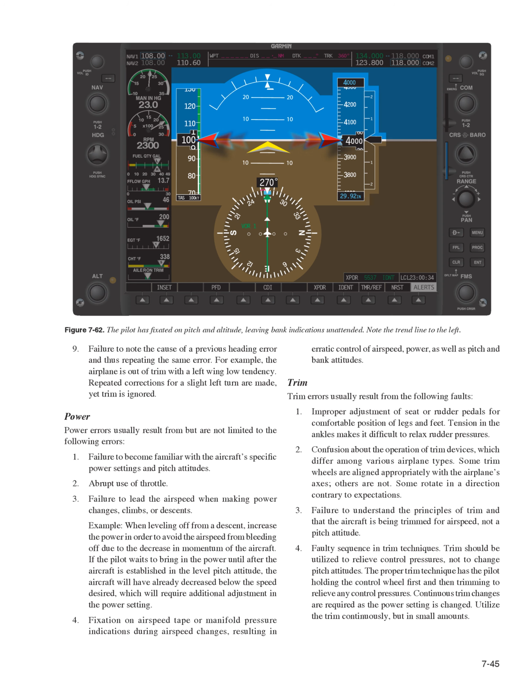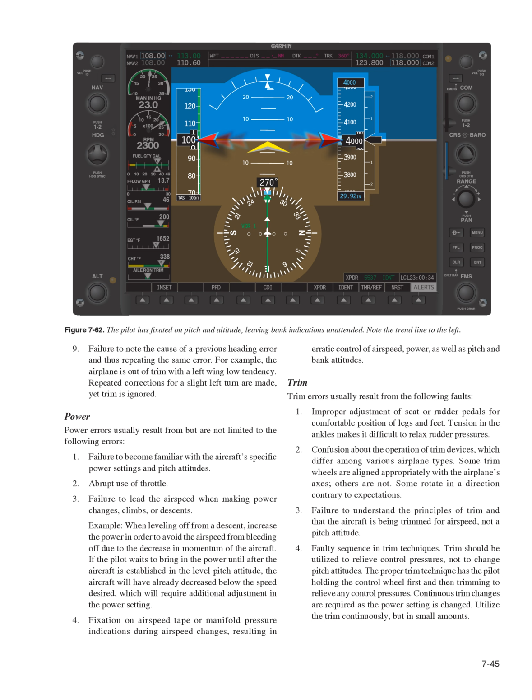9. Failure to note the cause of a previous heading error and thus repeating the same error. For example, the airplane is out of trim with a left wing low tendency. Repeated corrections for a slight left turn are made, yet trim is ignored. Power errors usually result from, but are not limited to, the following errors. 1. Failure to become familiar with the aircraft's specific power settings and pitch attitudes.